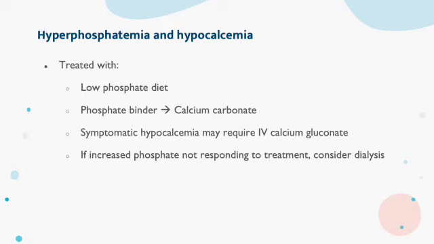Hypocalcemia is commonly encountered in AKI, and it is due to increased serum phosphate and impaired kidney conversion of vitamin D to the active form. Hypocalcemia is most pronounced in patients with rhabdomyolysis, and is treated with low phosphate diet, phosphate binders like calcium carbonate, and for symptomatic patients, they may require IV calcium gluconate. We need to consider dialysis if increased phosphate is not responding to the treatment.